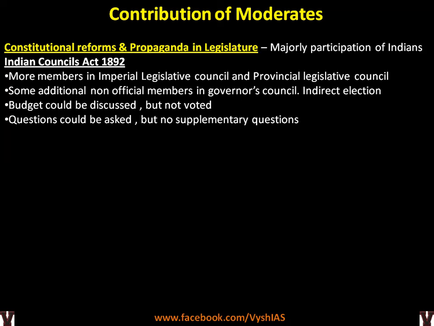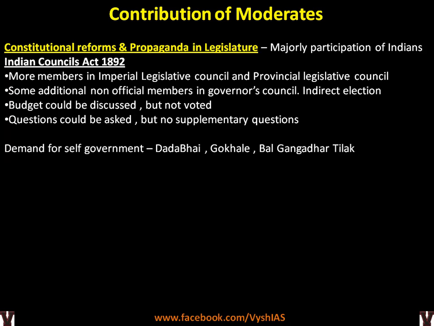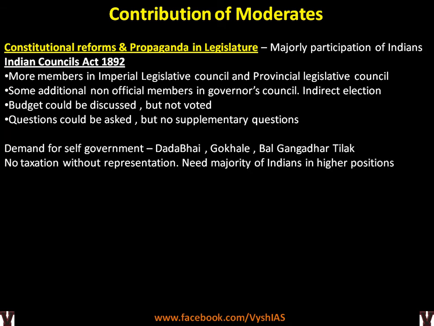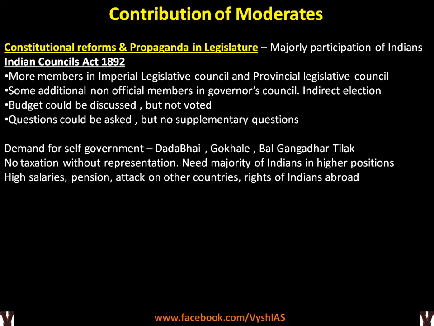So that is the first point: constitutional reforms and propaganda in legislature. Demand for self-government. Dadabhai, Gokhale, Bal Gangadhar Tilak, these were important leaders of that time, the 1890s, who started demanding self-government. And they gave the slogan, no taxation without representation, need majority of Indians in higher positions. So they told, you can tax us, but only when you give equal representation in the British government.